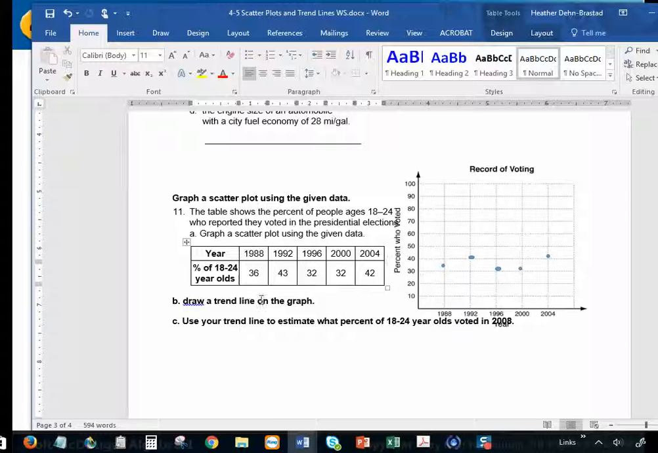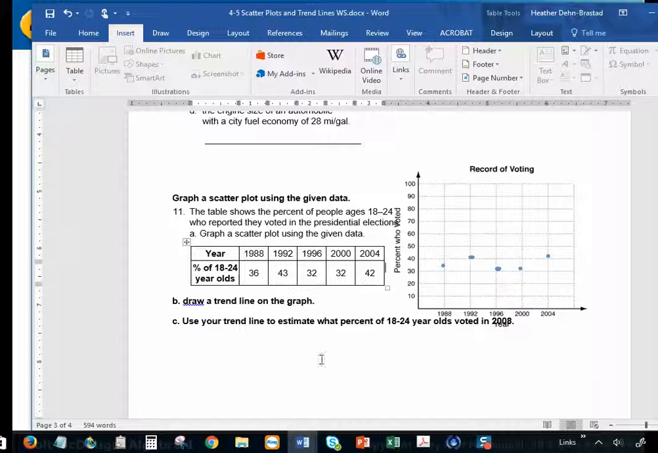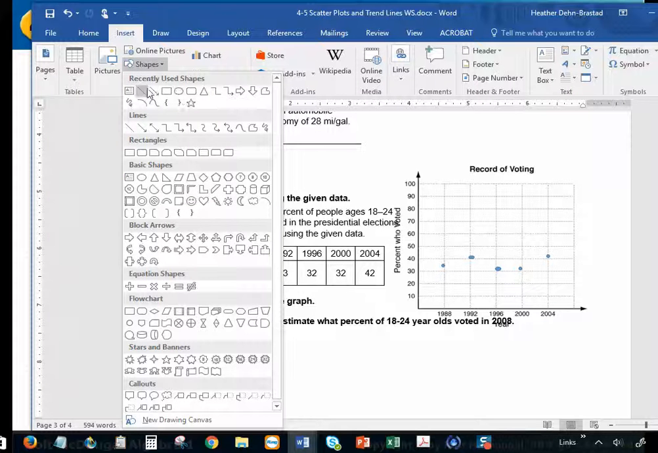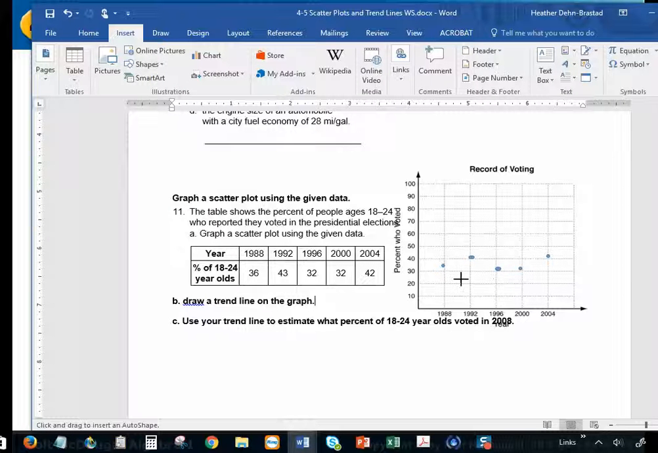Next, I'm supposed to draw a trend line on the graph. So as you might guess, go back to Insert. If it doesn't work, then click somewhere else and go to Insert, Shapes, and pick a straight line. All right, now your trend line does not have to start at 0, 0. In fact, in this one, that doesn't make any sense.